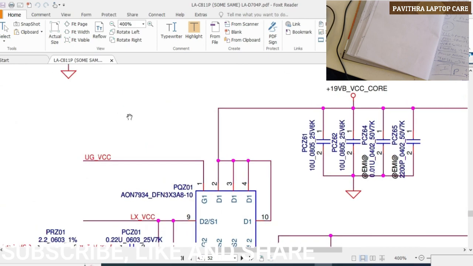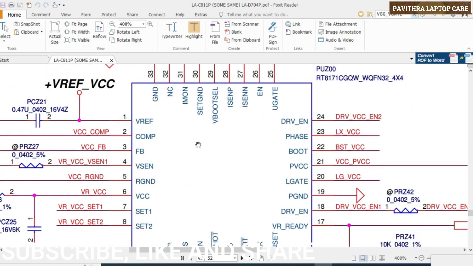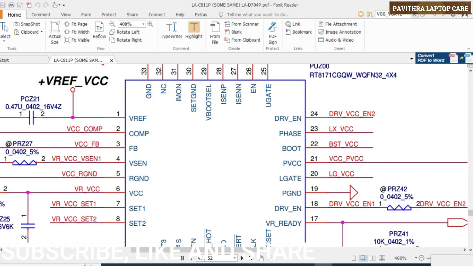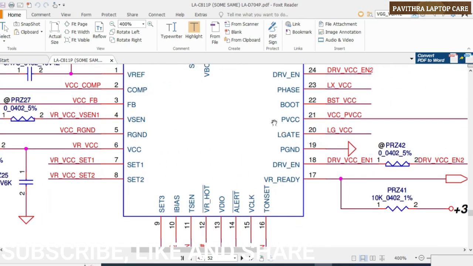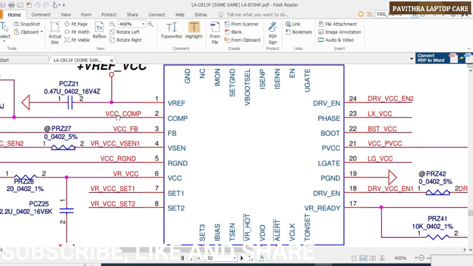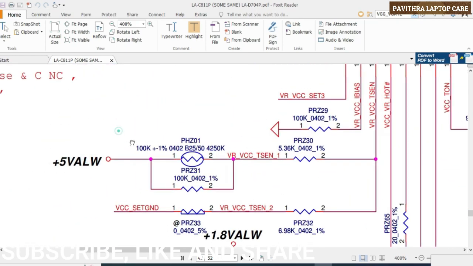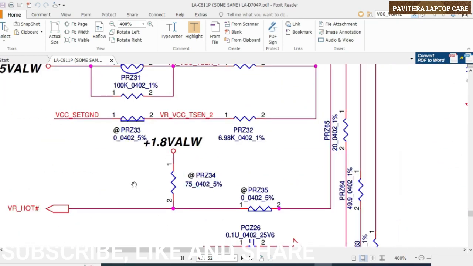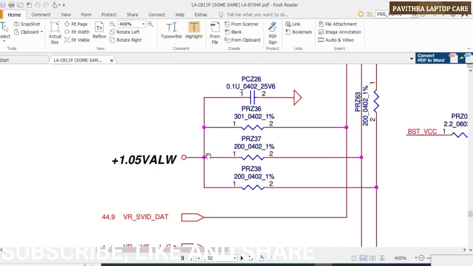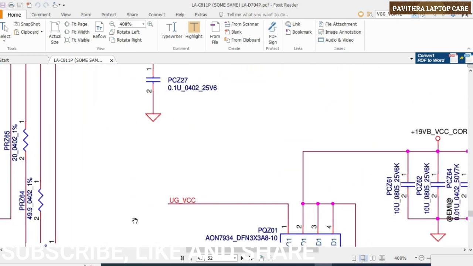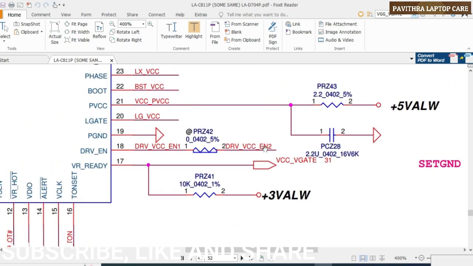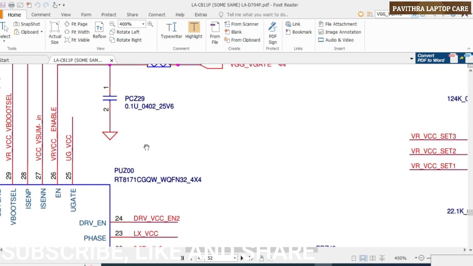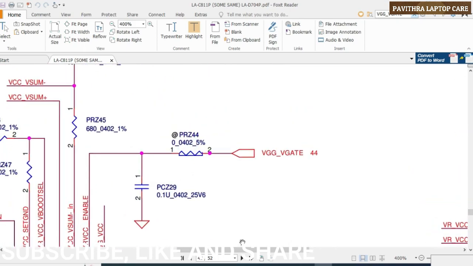Once again I'll repeat. Okay, note down. First we need to check all inputs of this particular IC. The inputs are VCC, PVCC, reference, 5 volts always, 1.8 volts always, 1.05 volts always, and here 19 volts VCC core, 3 volts always, here 5 volts always.